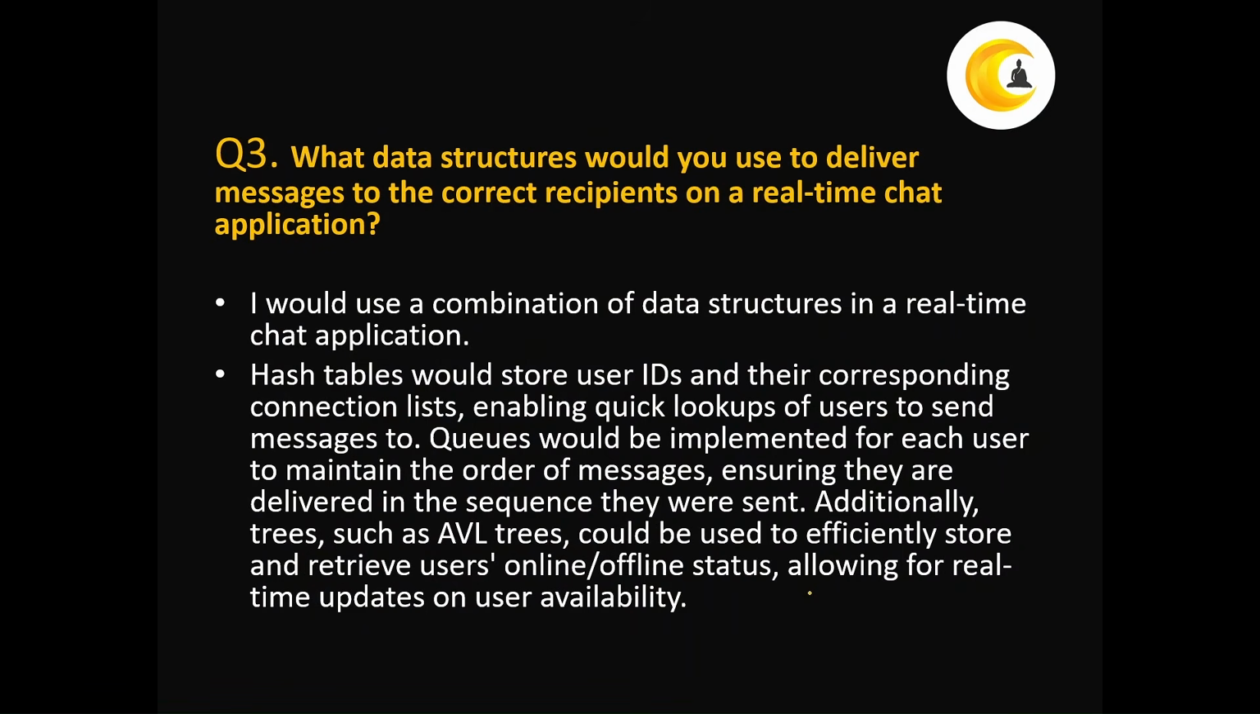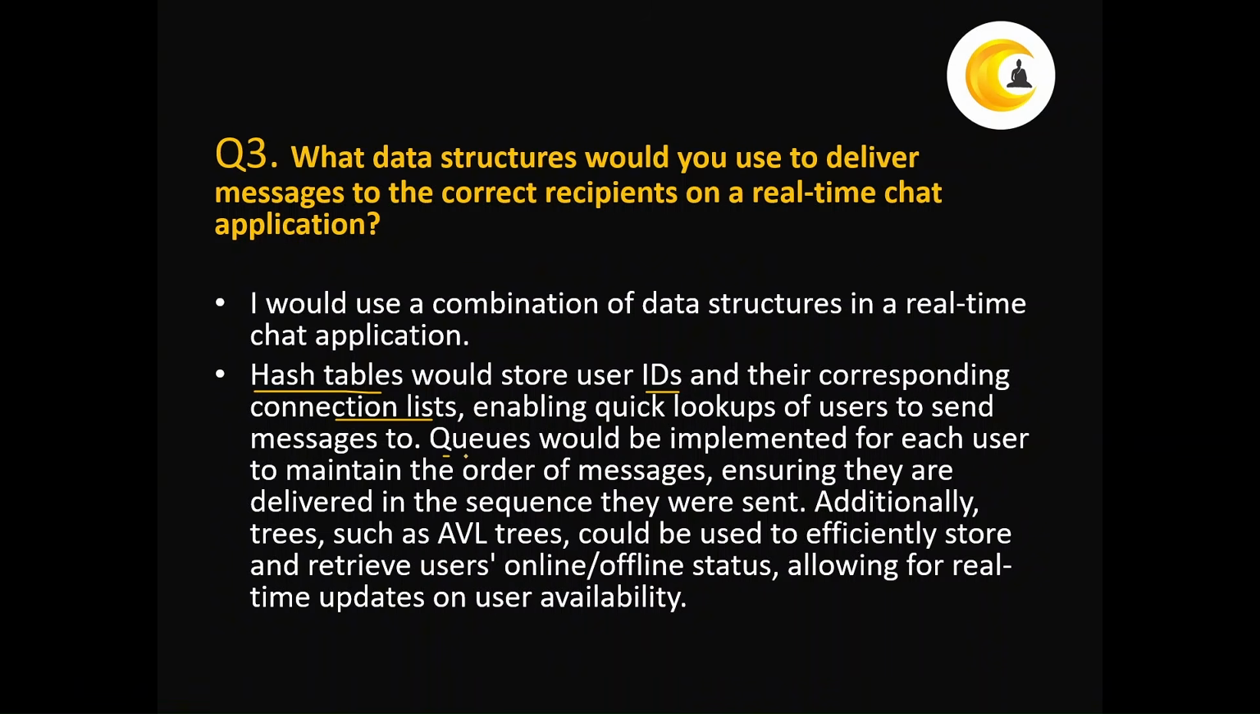What data structure would you use to deliver messages to the correct recipients in a real-time chat application? Again, it says I would use... Okay, so it would be a combination, since it's already real time. First, I would use a hash table. Why? That would store IDs and their corresponding connection list, so I can easily look up which user to send messages to.